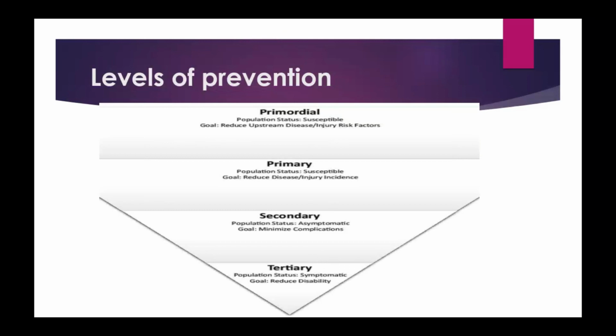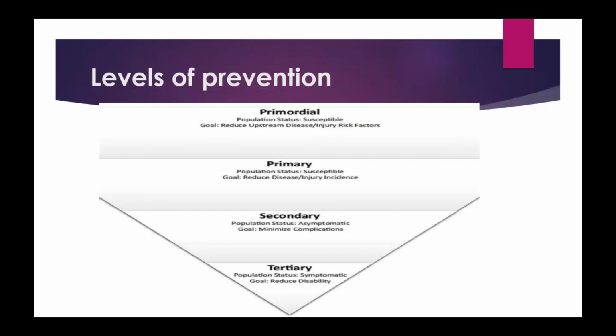For example, identifying patients who are at an early stage of hypertension, meaning stage 1 hypertension. That's why we can treat that person to prevent further progress. So it helps to halt or stop the progress of a disease. That is secondary prevention.